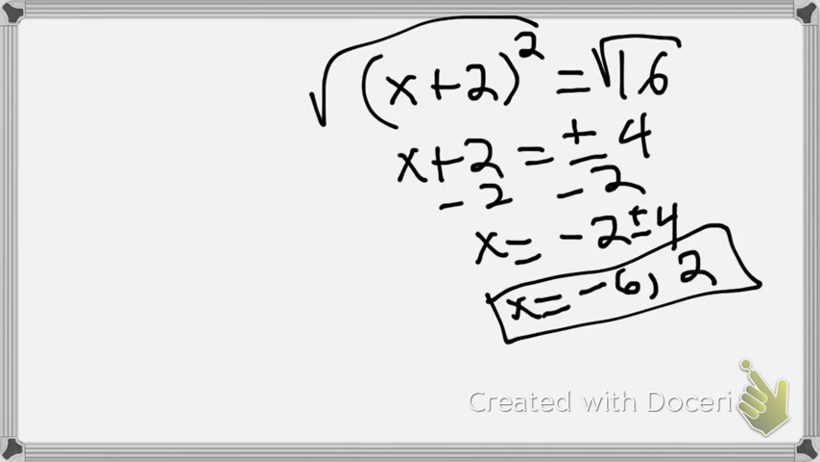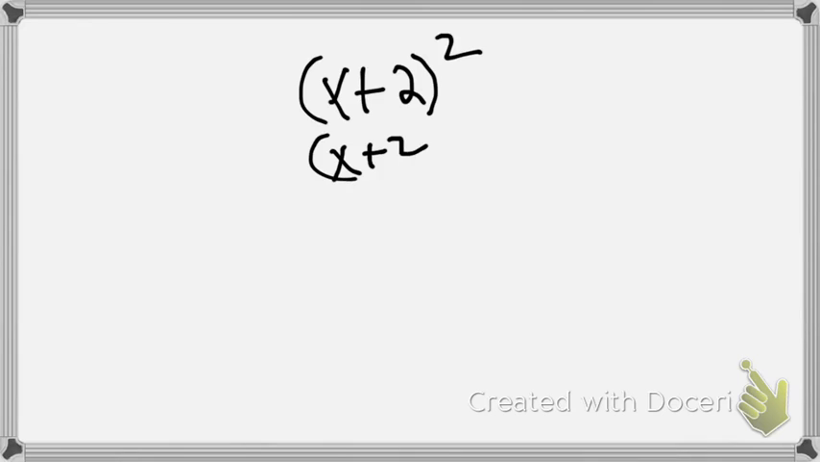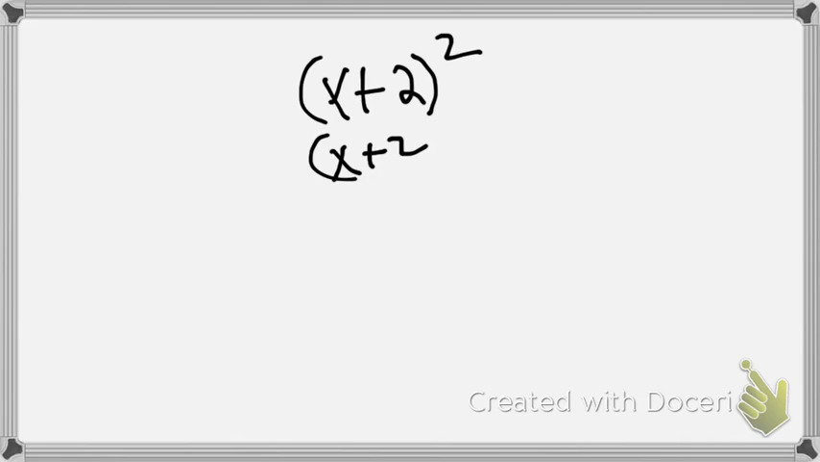Okay. But what if, what's going on here? So, let's look at this a different way, though. Let's take away the 0 and just look at x plus 2 squared, which equals x plus 2 times x plus 2.